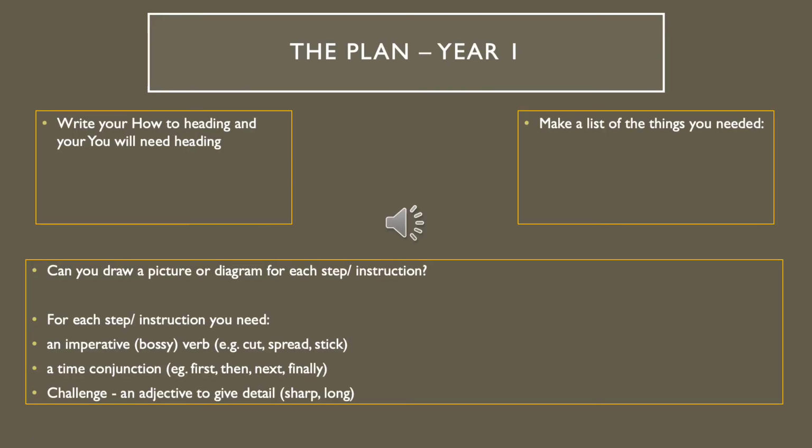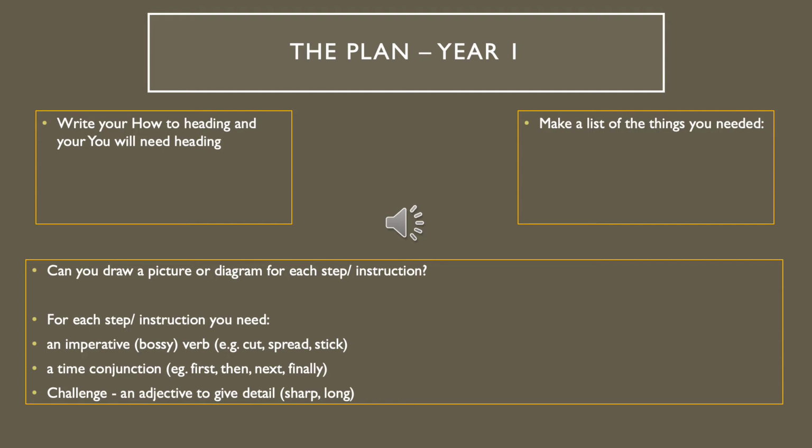Here is the plan for year 1. You will need to write your how-to heading, and you will also need to write your you will need heading. You will need to make a list of all the things that you needed to make the Chinese paper lantern. When you've done that, I would like you to draw a picture or a diagram for each step or each instruction. So you might have 5 or 6 pictures.